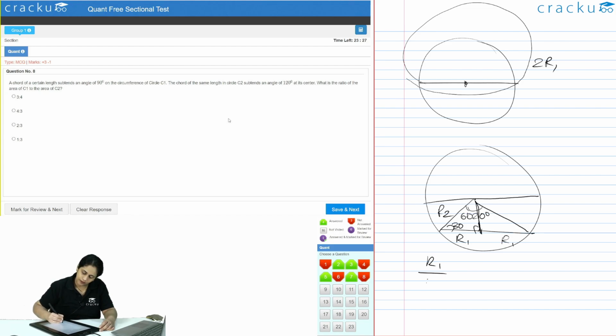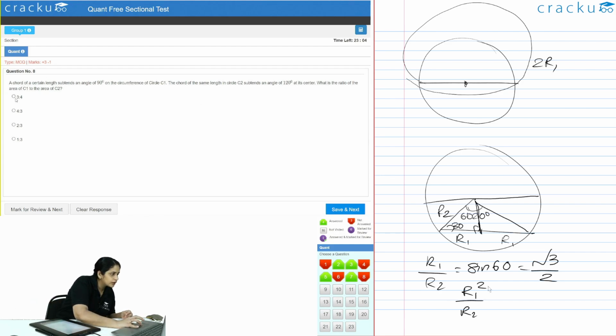r1 by r2 is equal to sine 60, right? Same circle, subtends, yeah. So this is sine 60, which is root 3 by 2. So what is the ratio of the areas of C1 to C2? That is r1 square by r2 square, so that is 3 by 4. So that is option A.